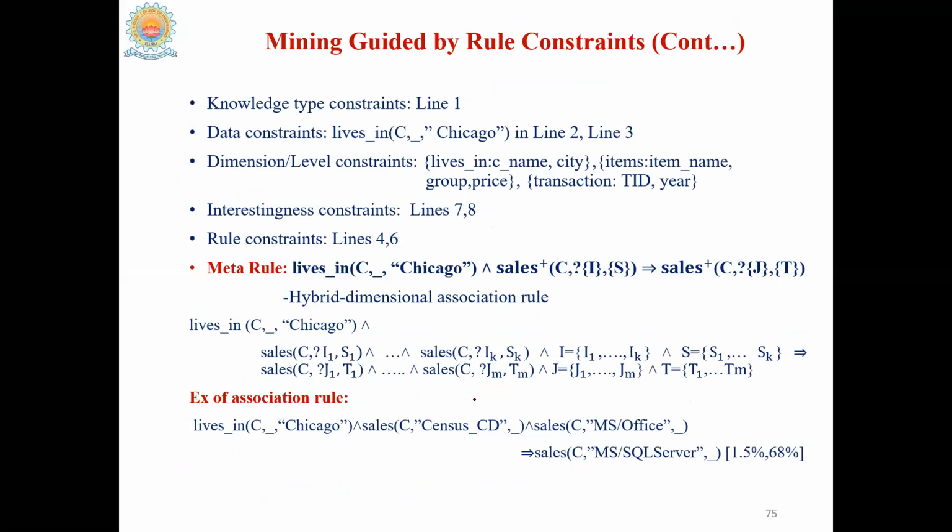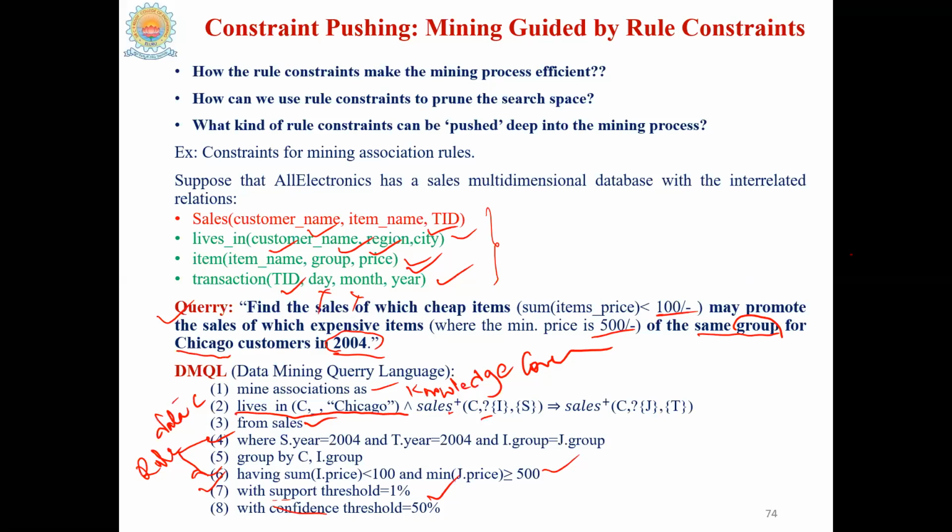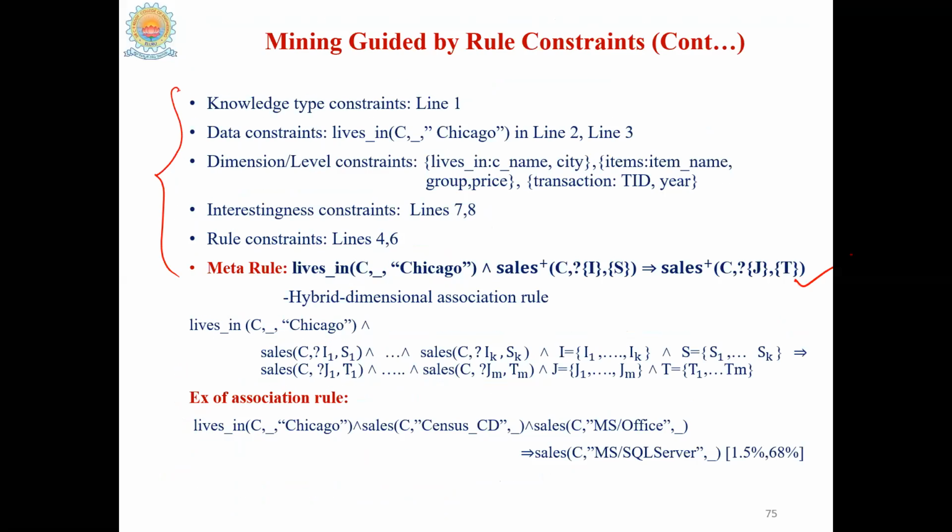As I said earlier, here they have given which part of the DMQL belongs to which constraint. And here is the meta rule. This is taken from line 2. Line 2 represents the meta rule, which is called the hybrid dimensional rule. Here it can be elaborated as lives in Chicago and sales. Plus, in the sense, we can have more repeated predicates like this. So here we have multiple sales predicates you can write.